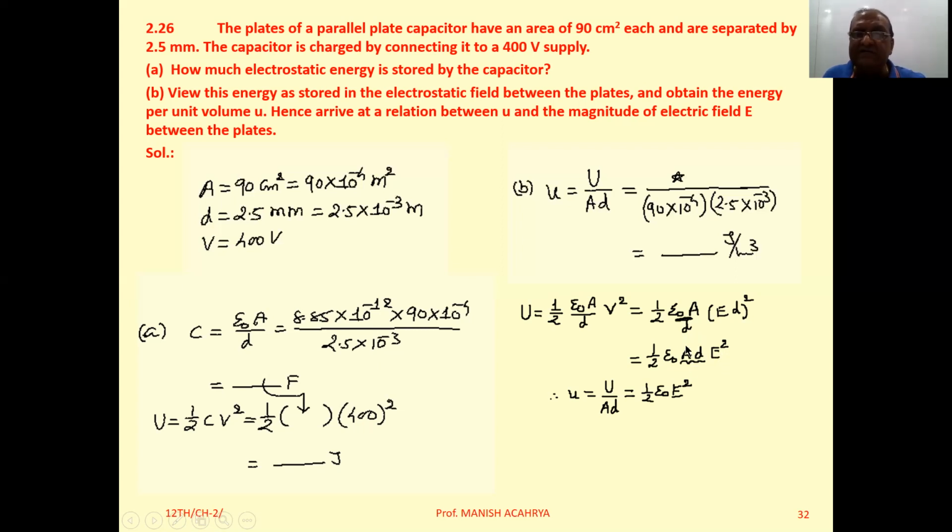But AD is volume, take it on the left hand side. So U upon AD, that is the energy density. So on the right hand side you will get half epsilon 0 E square. Clear? So this is the energy density in terms of the magnitude of electric field. Clear to all of you?